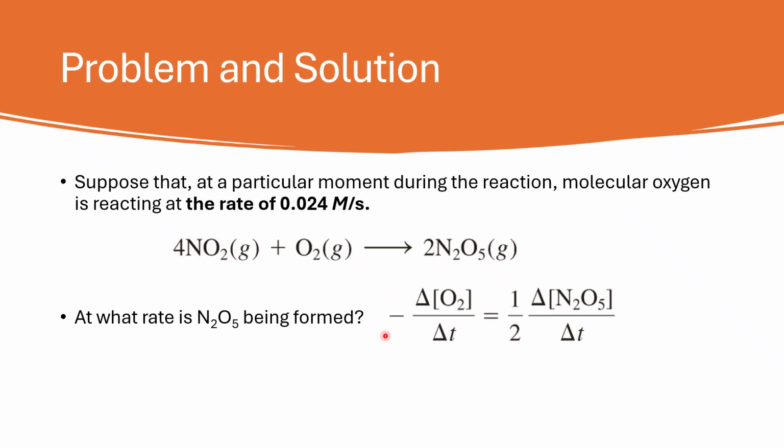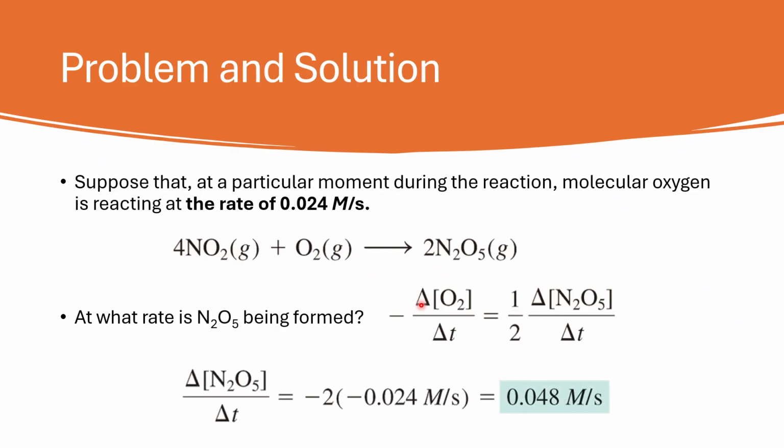We're going to take the negative of the disappearance of O2 over time, and we're going to set that equal to 1/2 the appearance of N2O5 as a function of the change in time. When we do the math, we're simply going to multiply 2 times this rate, which, keep in mind, is actually positive because we always make it positive. And we're going to get 0.048 molarity per second.